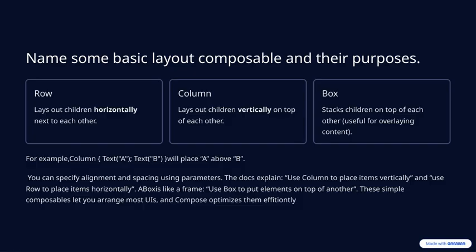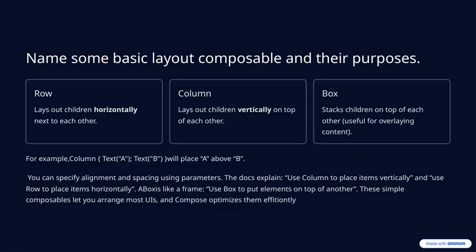Then we have the Box. This one is a bit different because it stacks its children on top of each other, which is perfect for overlaying content. Imagine putting a label or an icon over an image. That's where Box shines. For instance, if you write a simple Column with two text elements, like A and B, the A will be above the B. This shows how vertical placement works.